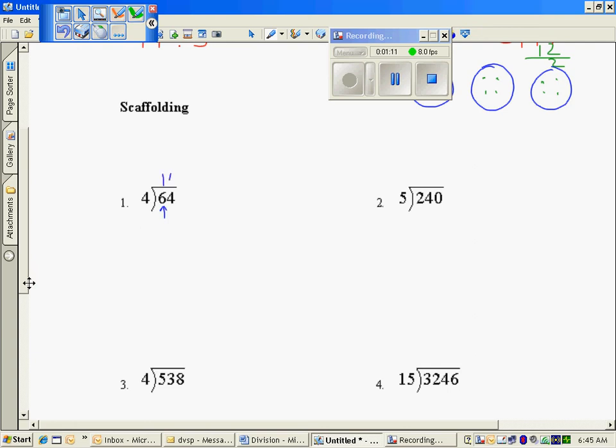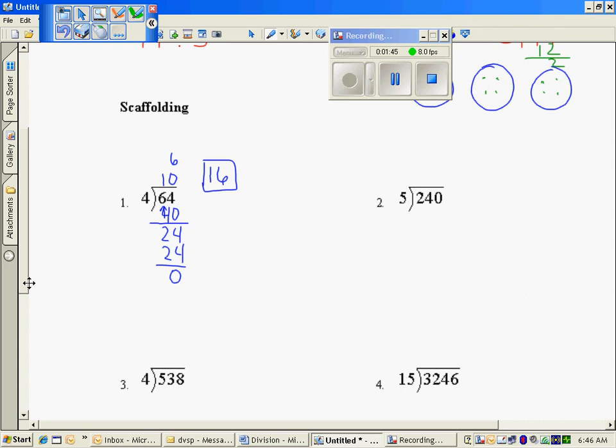And I know 10 times 4 is 40. So each group will get 10, and I've used up 40 of them. I have 24 remaining. Now the numbers become smaller. I'm going to divide them up into the 4 groups. And I know from my multiplication, 6 times 4 is 24, with nothing remaining. Each group gets 16 items, because there were 64 total, and I was dividing those into 4 groups.